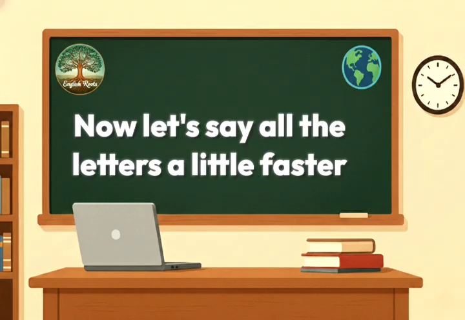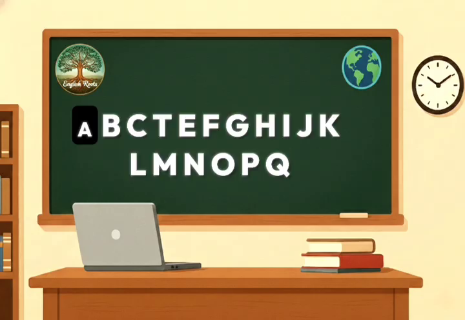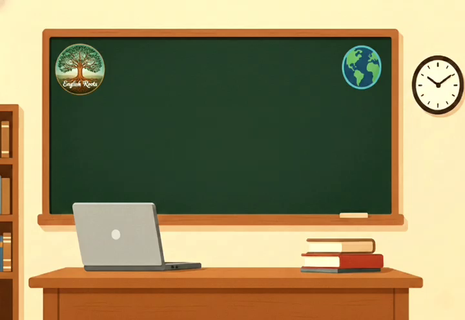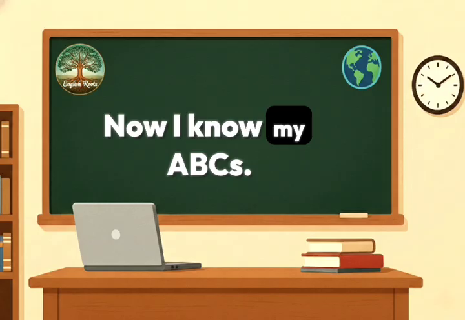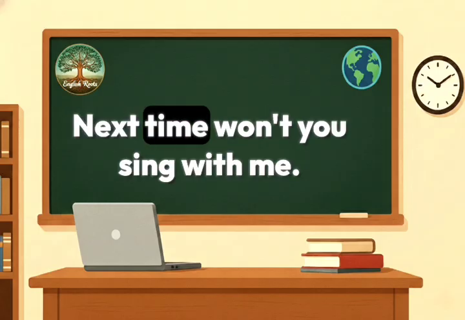Great job. Now, let's say all the letters a little faster, like a song. A, B, C, D, E, F, G, H, I, J, K, L, M, N, O, P, Q, R, S, T, U, V, W, X, Y, and Z. Now, I know my ABCs. Next time, won't you sing with me?